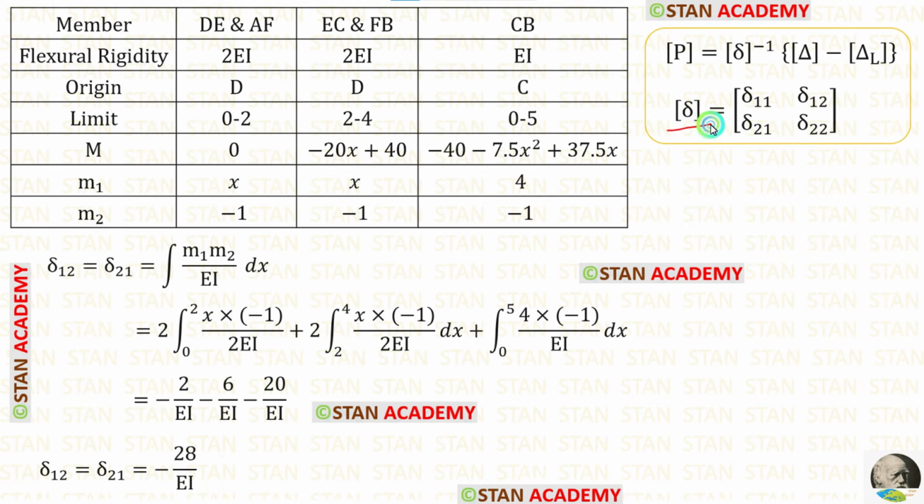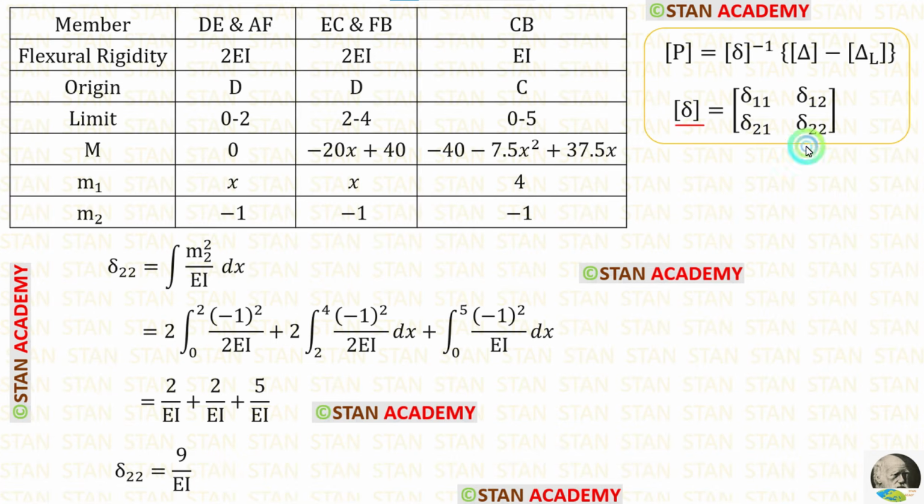Now, in the delta matrix, let us find delta 1,2 and delta 2,1. Both of them will be the same, so to calculate both of them, we have the same formula. In this formula, let us apply the values. In this integration, let us apply these. And in this integration, let us apply these. And finally, in this integration, let us apply these. After the calculations, we are getting minus 28 upon EI.